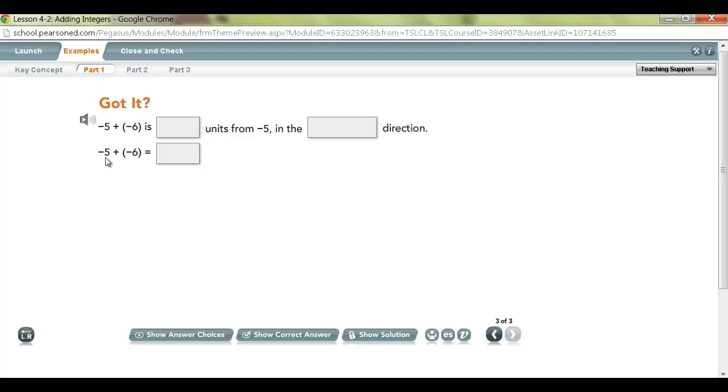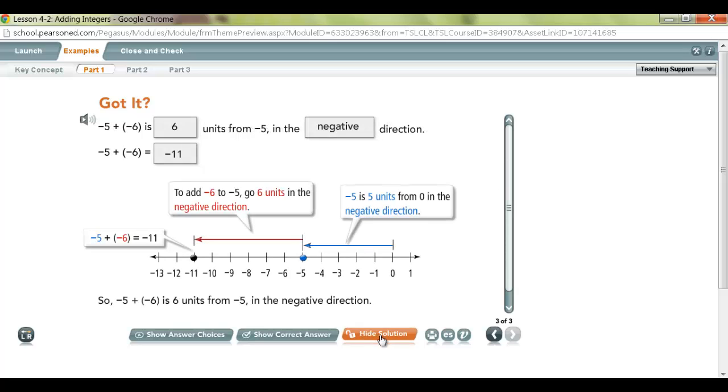So when I have -5 plus a -6, I should get a -11. Let's show you the solution so you can see the math of it. I'm at -5. I want to move 6 spaces to the left. That puts me at a -11. I moved to the left because it was a -6.